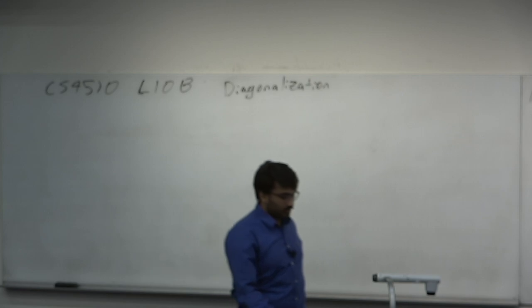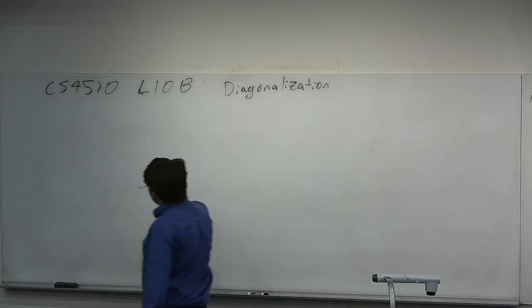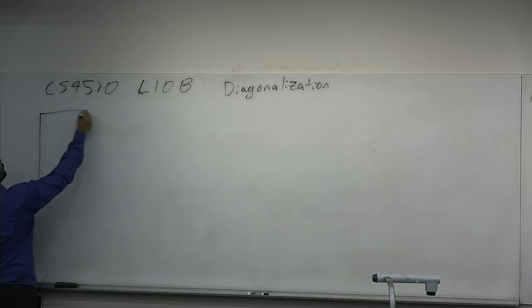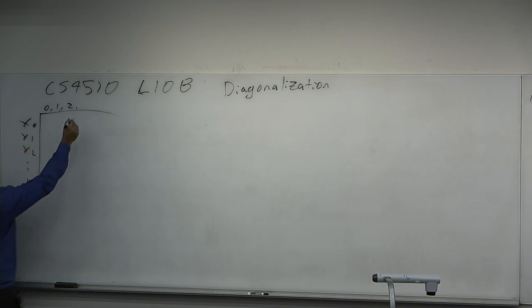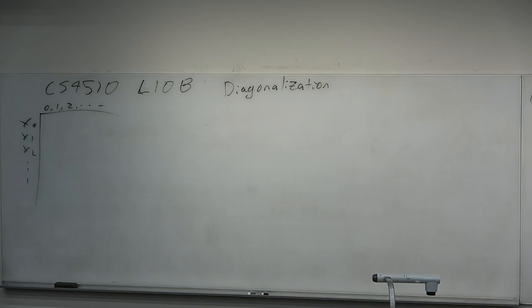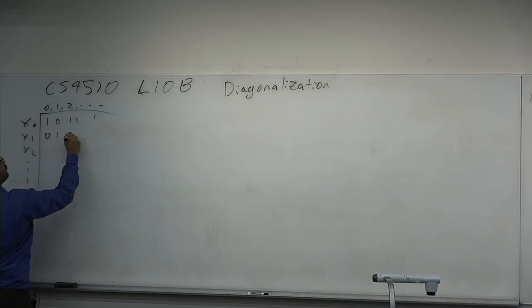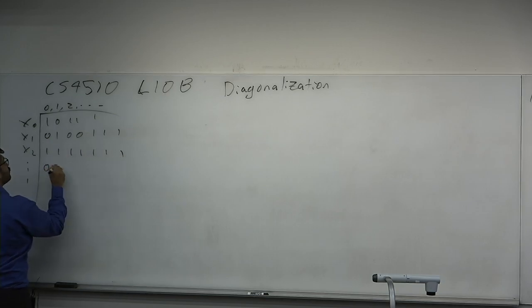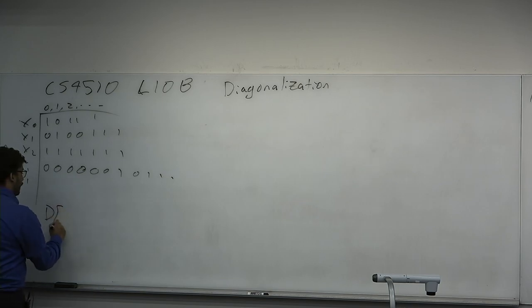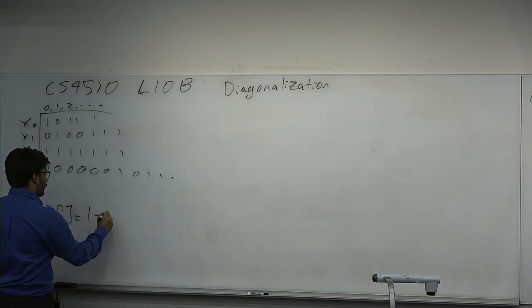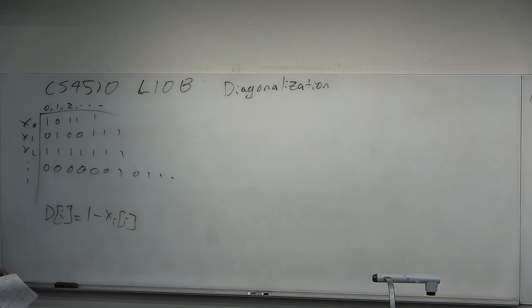Actually, I'll do two more things before we get to that point. If we were to put the sequences like this, so we put 0, 1, 2 here, and we'll put x0, x1, x2 here. If we were to put these sequences as rows, and the columns represent the ith bit of the ith sequence, something like this. If you consider that you put the sequences like this, the diagonal D, Di, being defined to be 1 minus xi of i, the ith sequence, the ith bit, is this diagonal.